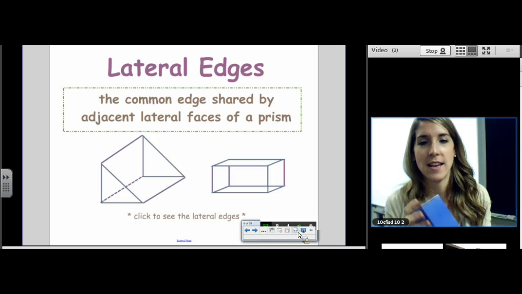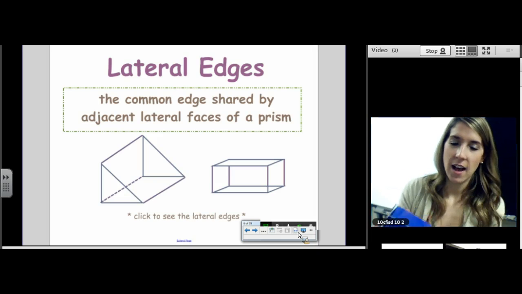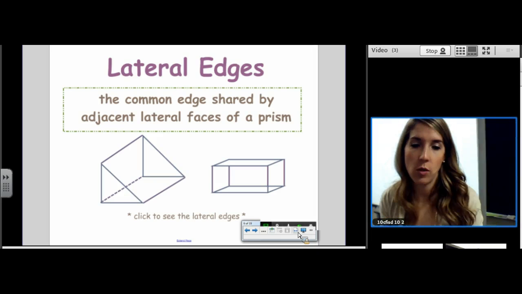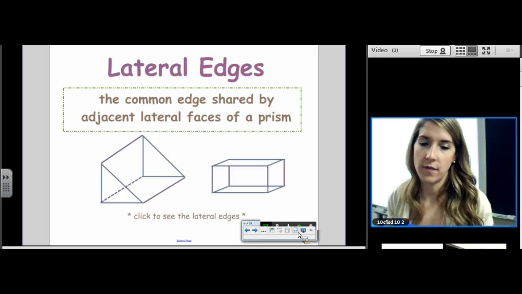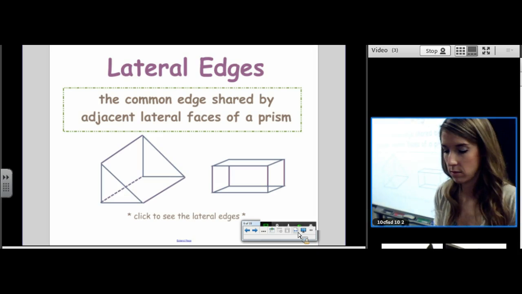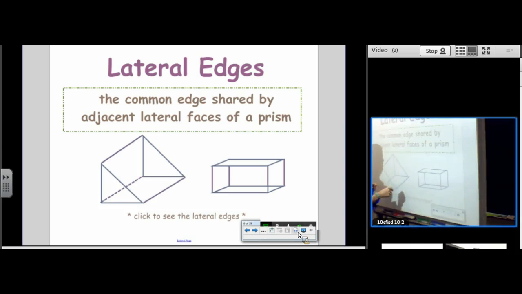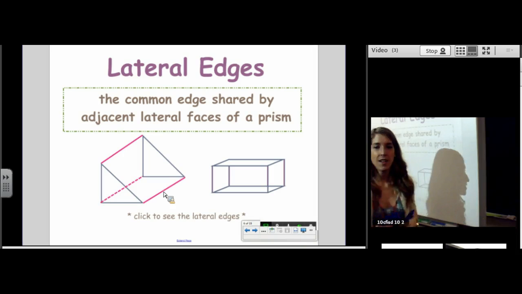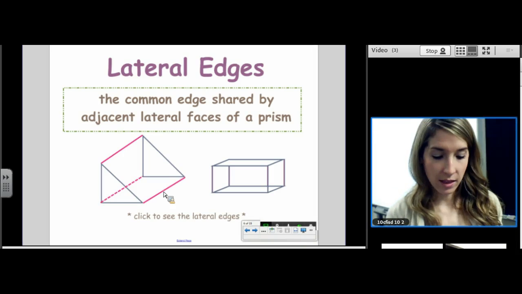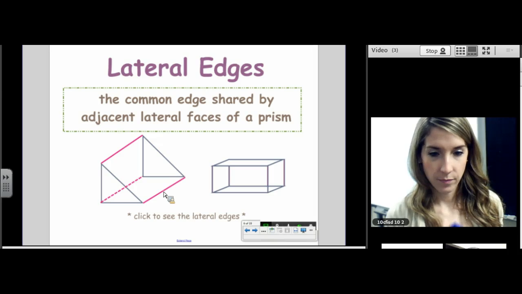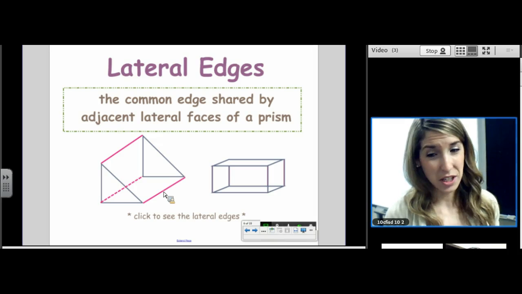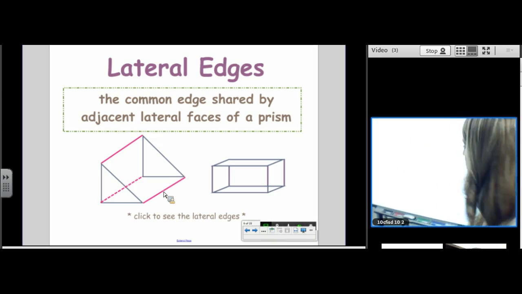Okay, well, I'm trying to get this net out. I'm going to click on the figure, and I want you to watch what happens when I click on it. On this first one, the edges are going to turn from blue to purple. Do you see? The ones that are purple now, those are the lateral edges. The other edges are not lateral edges, they're base edges. The ones that are purple are the lateral edges.